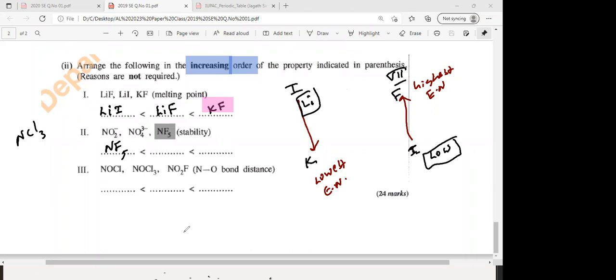Can you all please write the reason? The least stable is NF5 because nitrogen cannot have an expanded octet. Nitrogen is a second period element and cannot keep more than 8. Not only nitrogen, second period elements cannot keep more than 8.